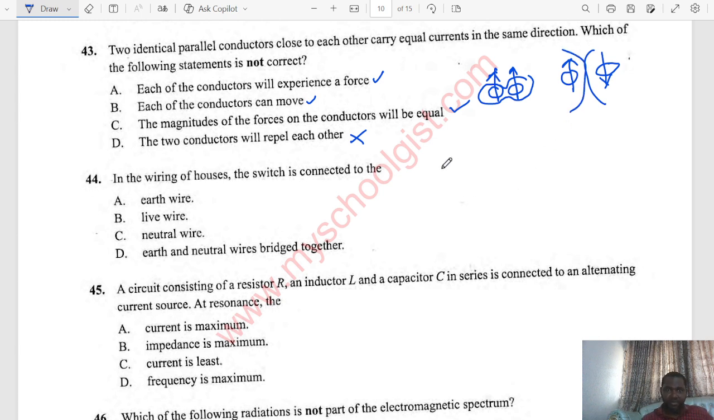Very important. Now number 44 says, in the wiring of houses, the switch is connected to the... The answer is the earth and the neutral wires bridged together. So it has to be connected to the earth and the neutral wires, all of them.